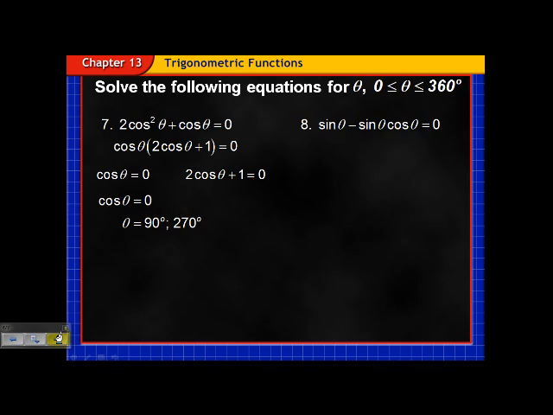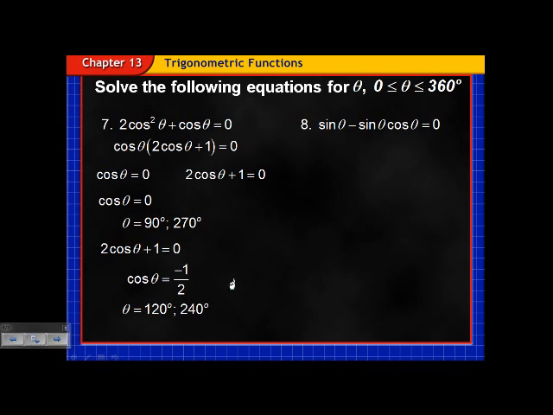2 cosine theta plus 1 is a little harder. I need to subtract 1 and divide by 2 first. And that gives me cosine of theta equals negative 1/2. So where is x negative 1/2? Well, that's in the second and third quadrant, and that's when the angle is 120 or 240. So I have 4 answers to this problem: 90, 270, 120, and 240.